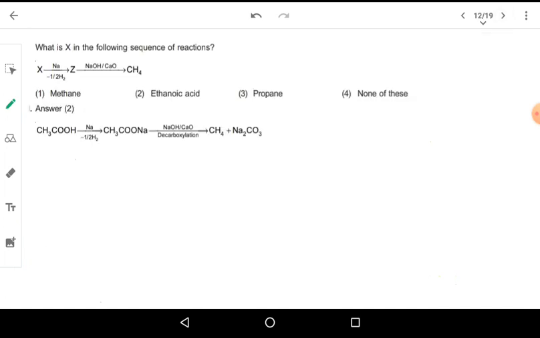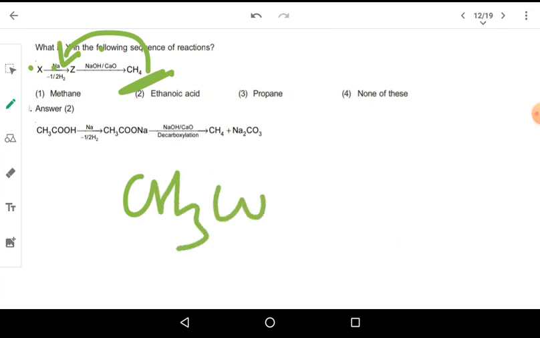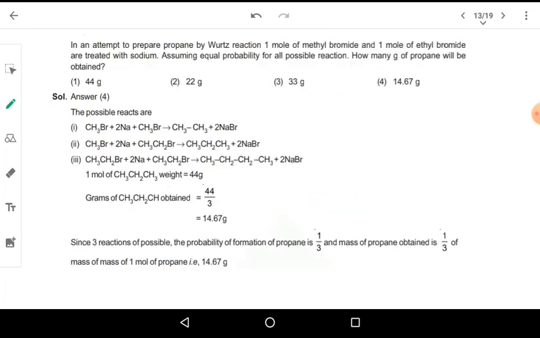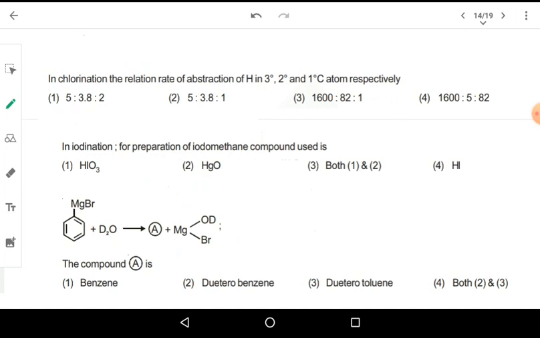What is X in the following sequence of reactions? X is CH3COOH. Let us see how it is. We have CH4 as the final product. So what will be the corresponding reagent? It will have one more carbon extra, that is CH3COONa. So if we have to subtract Na, we will be getting CH3COOH. We just have to carry out in the reverse order.